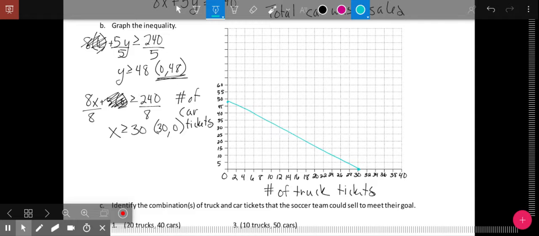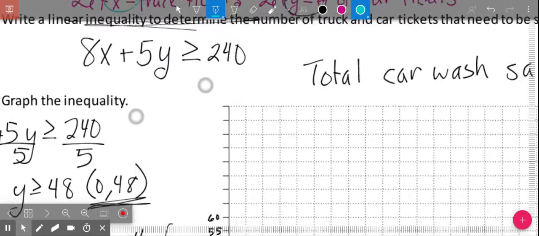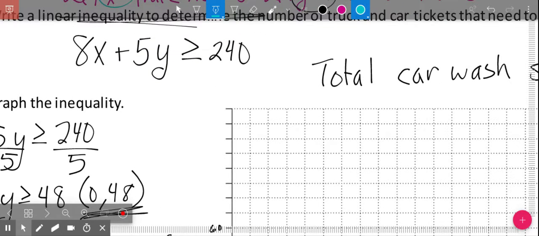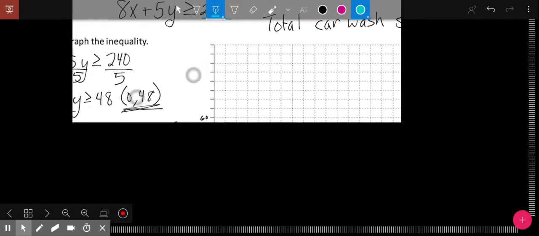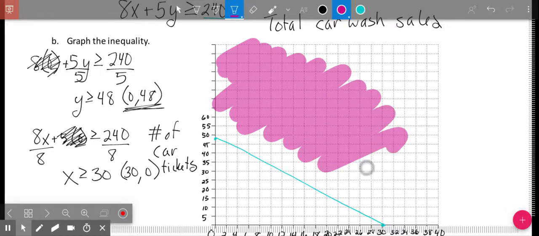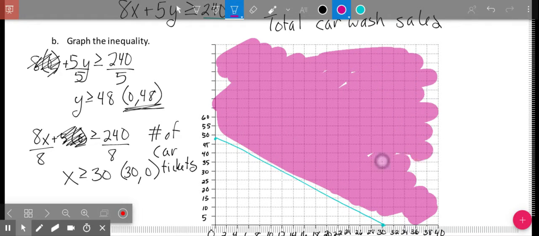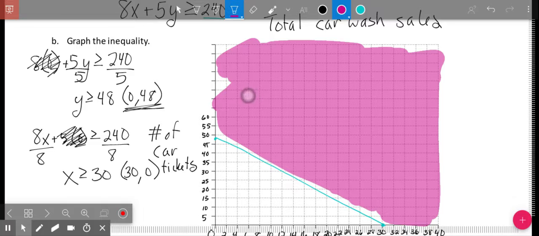All we need next is our shading, because remember, this is an inequality. We wanted everything that was going to be greater than 240. If I want something that's greater than 240, I'm going to be shading above the line. I want everything above. So your shading needs to be everything above the line, because we want to make greater than the line that we graphed. All right, so there's my lovely shading. I'm sure yours looks beautiful.